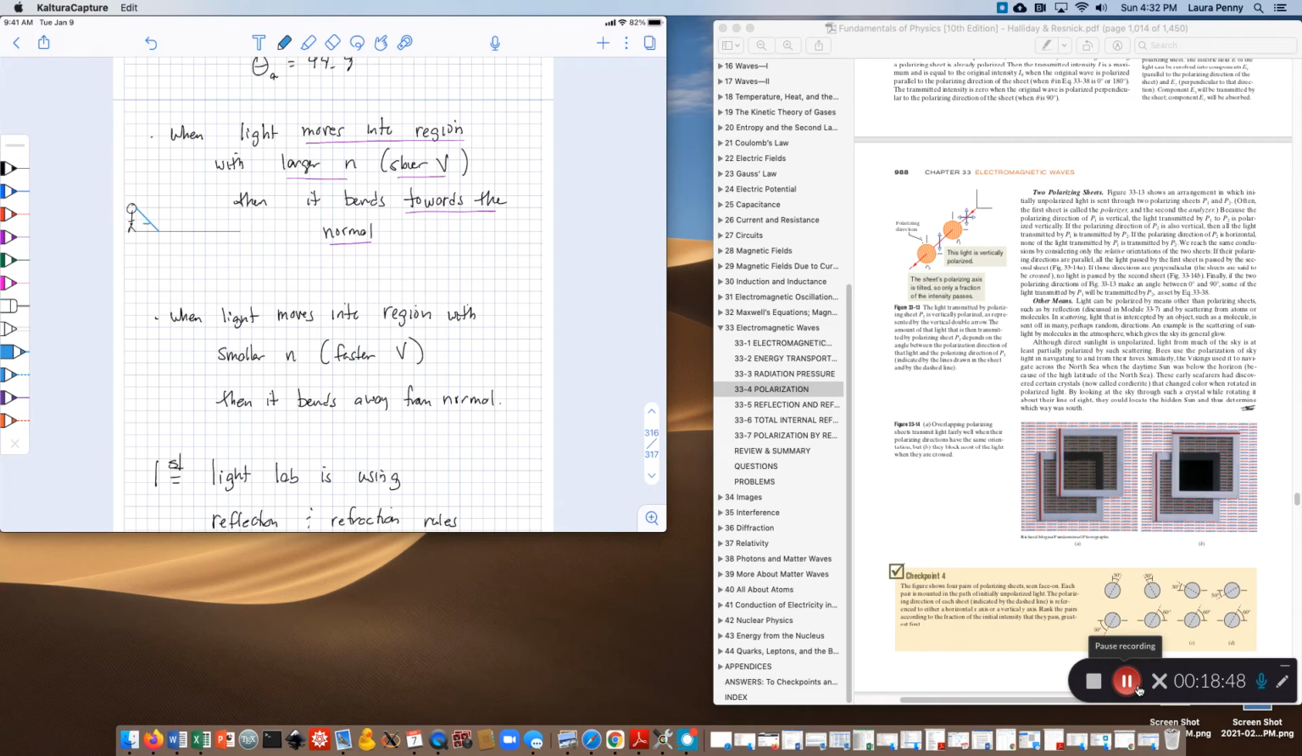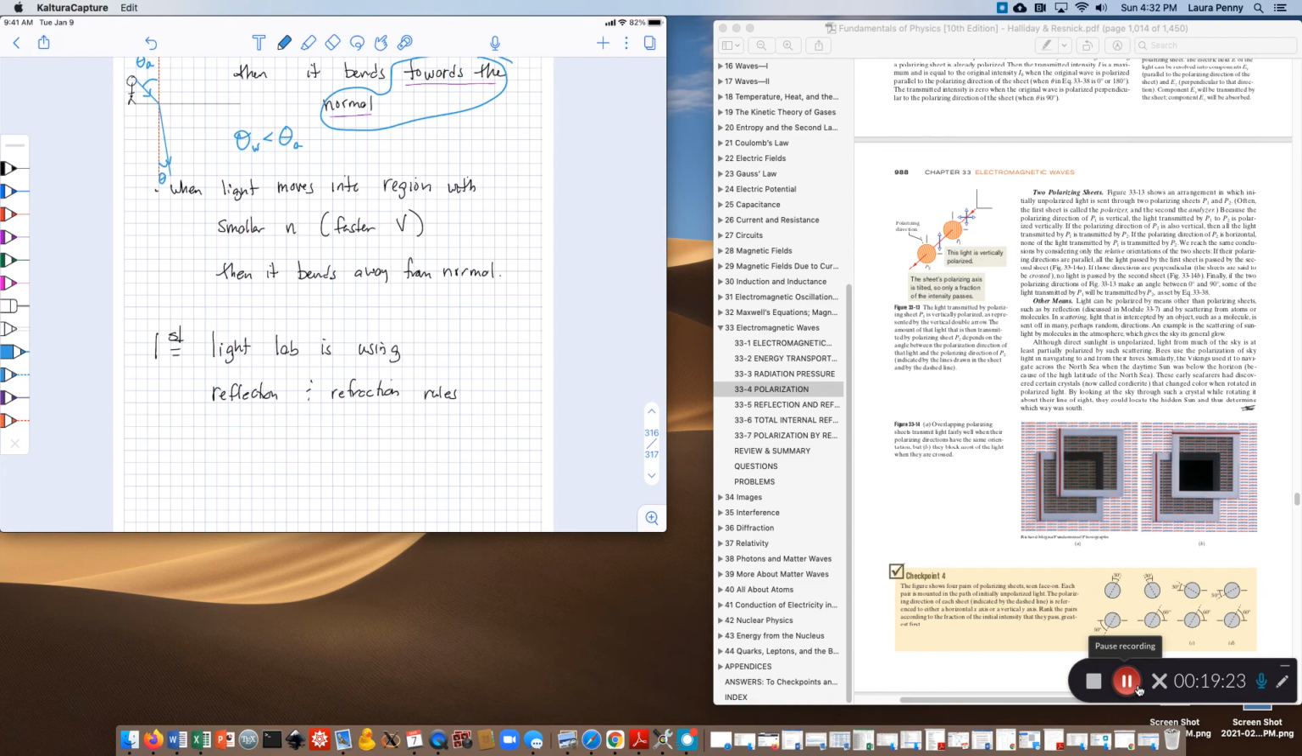down into the pool, and then I'll draw my normal. There's an angle here, and then when the light travels into the water, it's going to bend towards the normal. In other words, it's closer to the normal now than it was up above. So this theta water is less than the theta air. That's what I'm saying. It bends towards the normal.